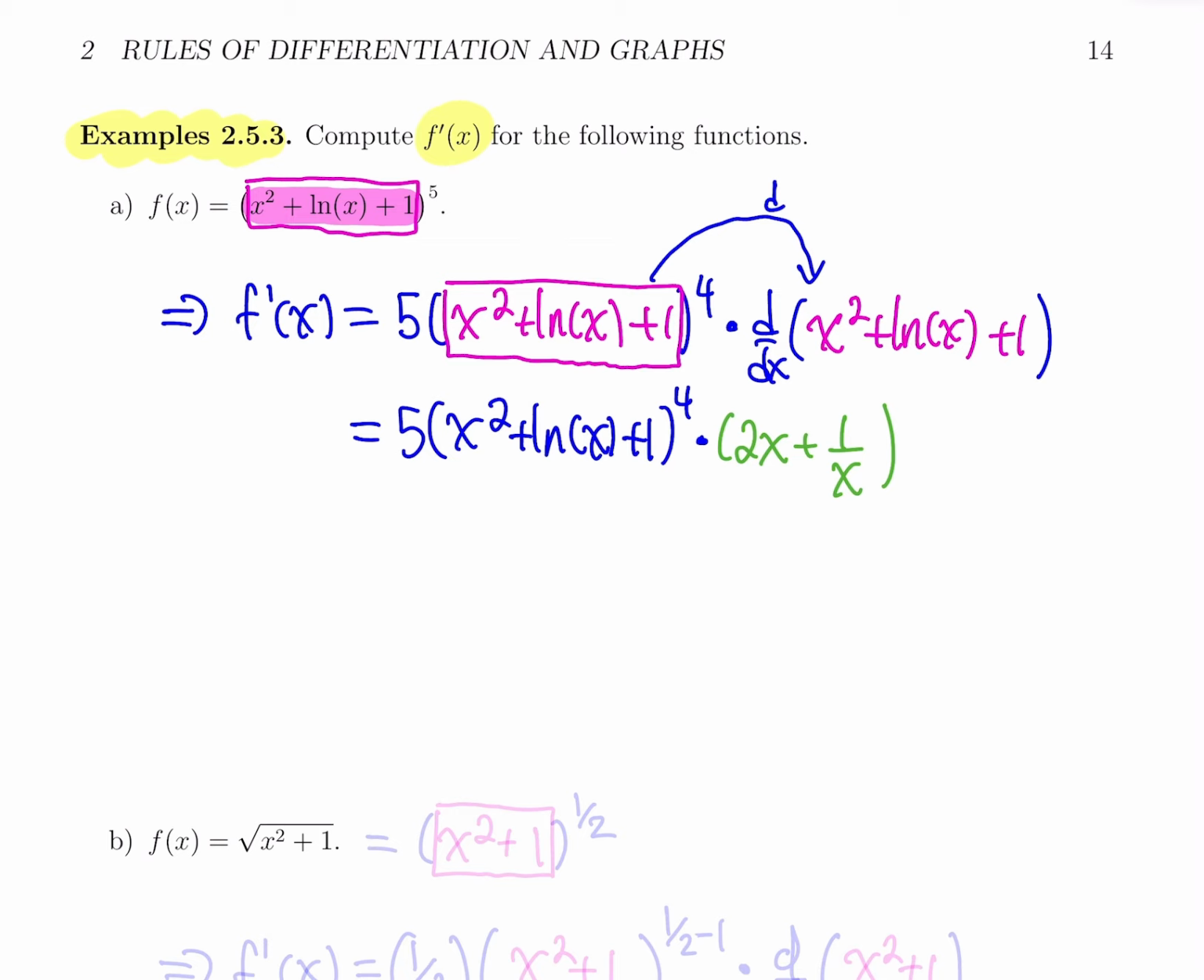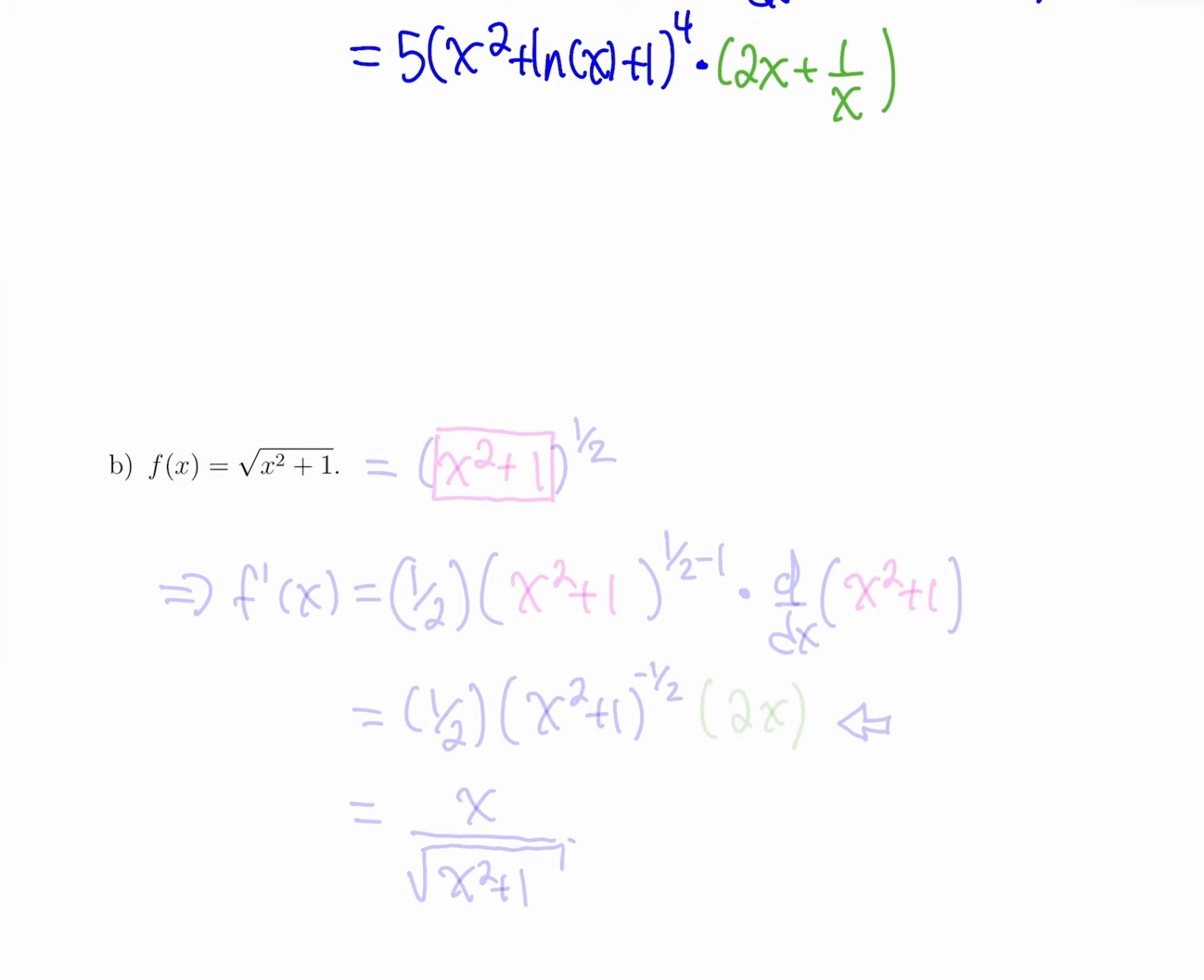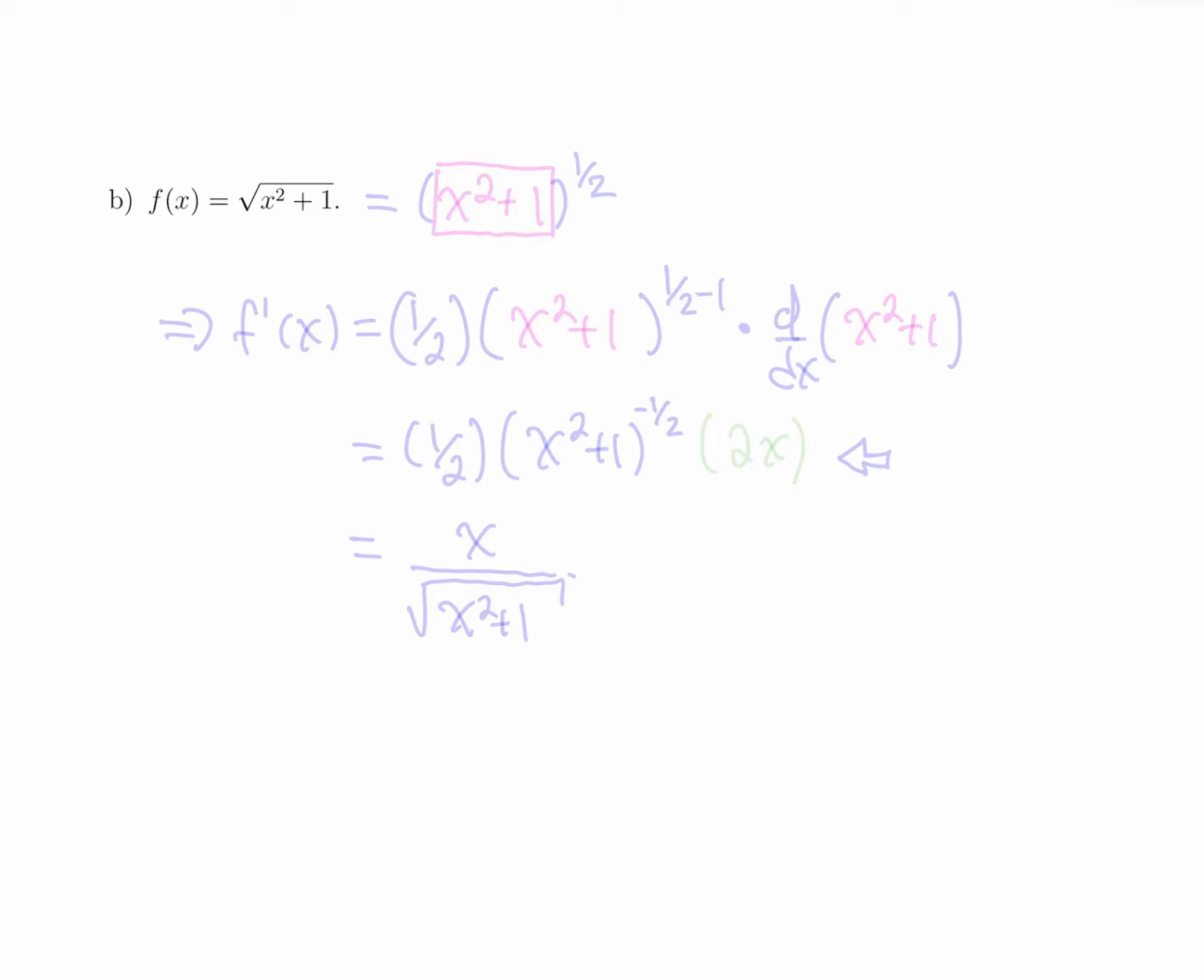5 stuff times 4x, the derivative of the inside, and that's your derivative. All right. Let's do another example. I want to compute the derivative of the square root of x squared plus 1. By the way, the square root of x squared plus 1 is not the square root of x squared plus the square root of 1. You cannot distribute the square root.